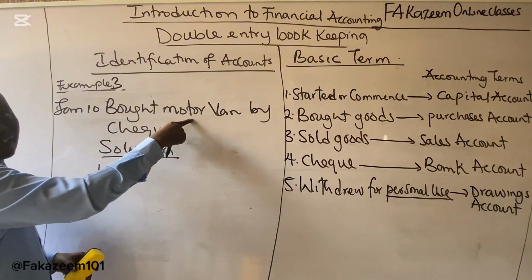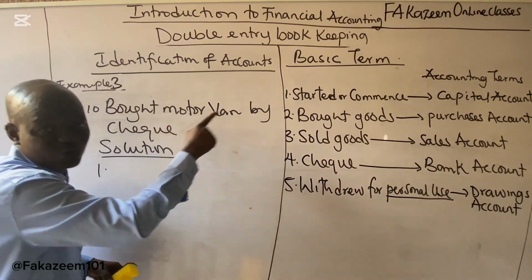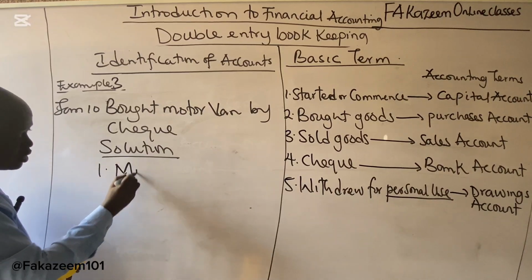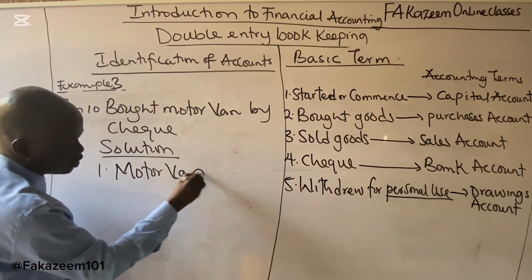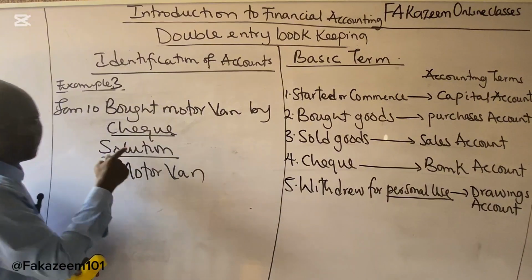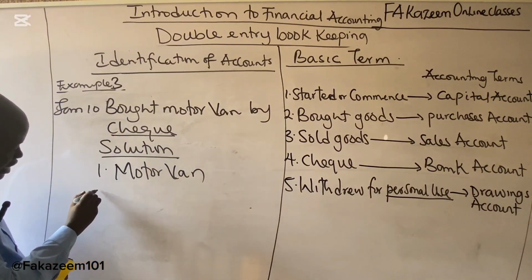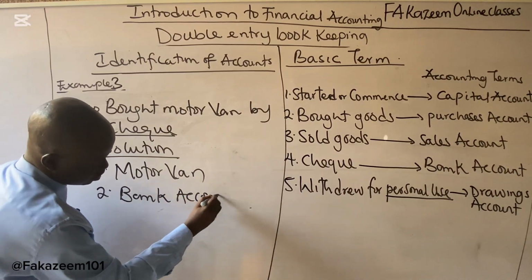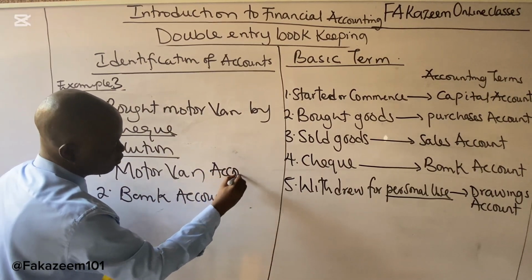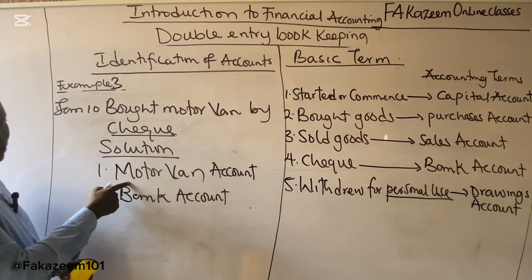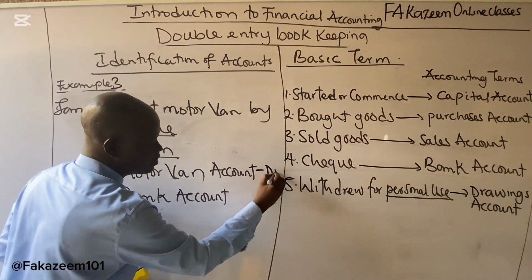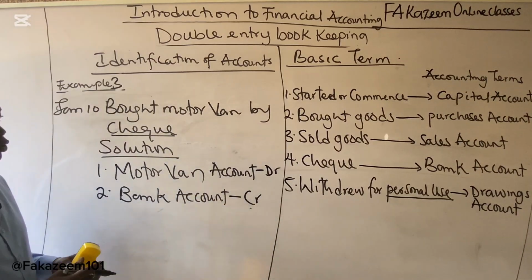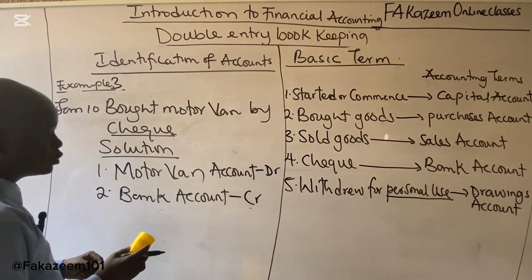But this is bought motor van. The motor van is not bought to be sold. It's bought to be used. In that case, this will not be purchases. This will rather be motor van. What do you use to buy the motor van? Check. In that case, the second account will be bank account. And this is motor van account. Now, what do you acquire? You acquire motor van. Debit what the business received, motor van. Credit what the business is giving out. In that case, we look at the last example.